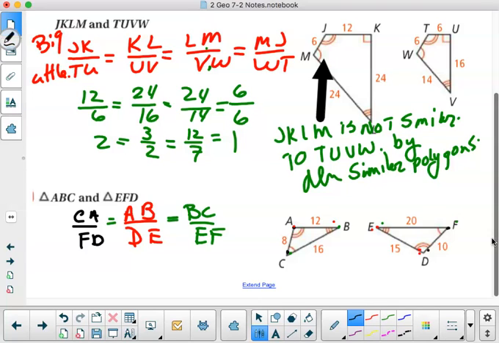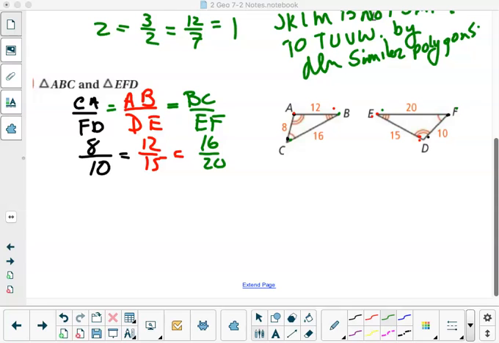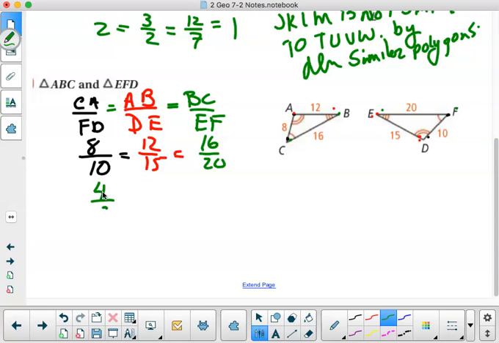Now let's fill in the values that I have in the problem. So CA is 8. FD is 10. Okay. AB is 12. DE is 15. BC is 16. EF is 20. Now, these should reduce to be the same value. Let's see what happens. I take 2 out of top and bottom, I get 4/5. I take 3 out of top and bottom, I get 4/5. I take 4 out of the top, I get 4/5. All are equal.